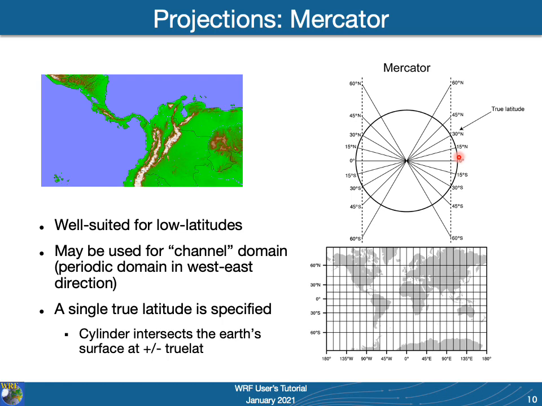This true latitude is typically taken to be at lower latitudes, and so as a result, the Mercator projection is a popular projection for use in low latitude simulations. Because this is a cylindrical projection, it's also possible to cut out a rectangle on the projection plane such that the eastern boundary of the domain is coincident with the western boundary, so that flow going out the eastern side comes back in the western side. So it is possible to define what is called a channel domain using the Mercator projection.